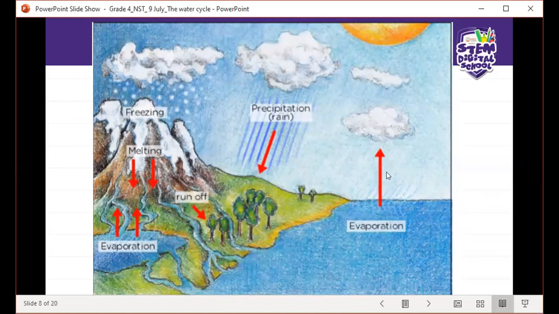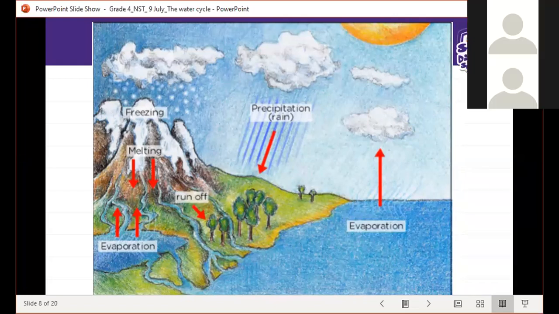And then we have evaporation taking place. As you can see here, evaporation is taking place. And why does evaporation take place? This is because the sun's heat causes the water to evaporate from the seas, streams, rivers, as well as the lakes.